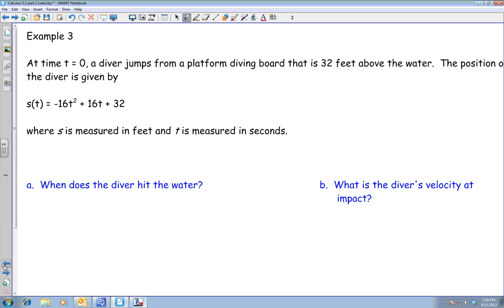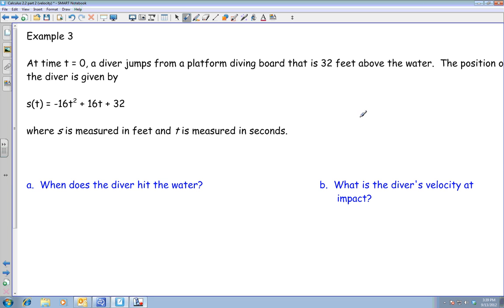Okay, example 3. At time t equals 0, a diver jumps from a platform diving board that is 32 feet above the water. It gives me my position function, where s is measured in feet and t is measured in seconds. When does the diver hit the water?